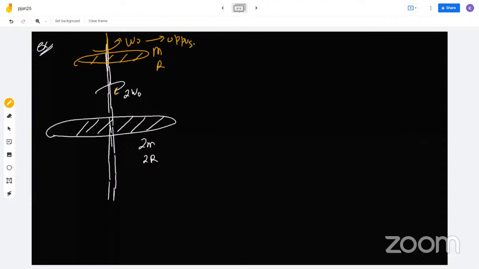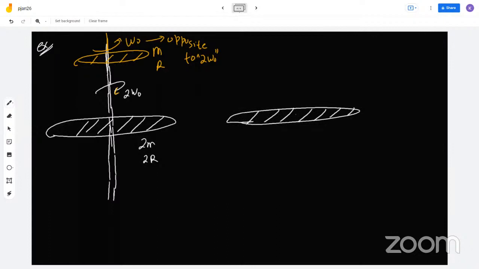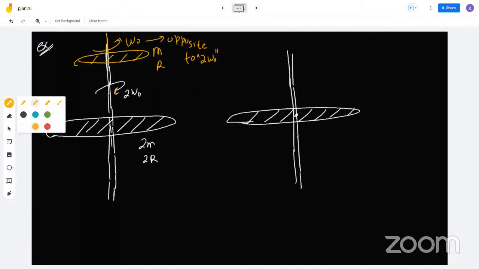So it is opposite to the bigger disk, opposite to 2 omega naught. Now it is placed on it, and eventually both of them rotate with a common angular velocity, say omega dash. So how will you find omega dash? Since they are placed this way, there is friction between them.